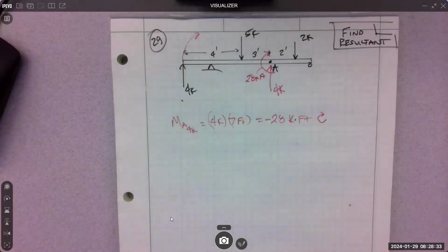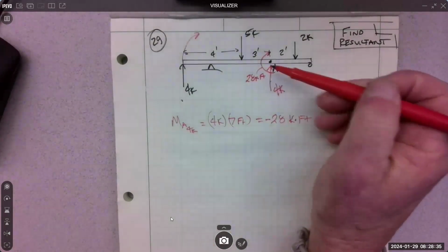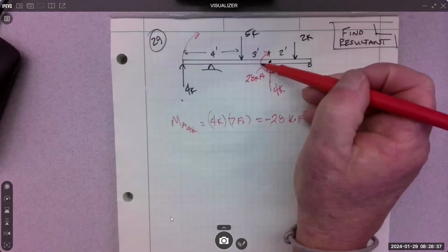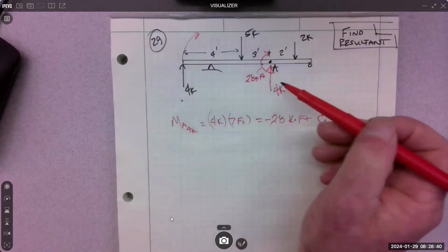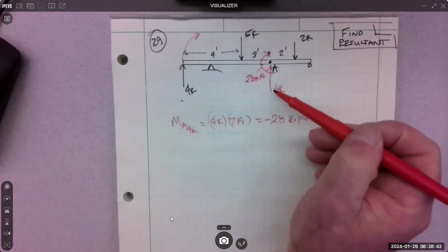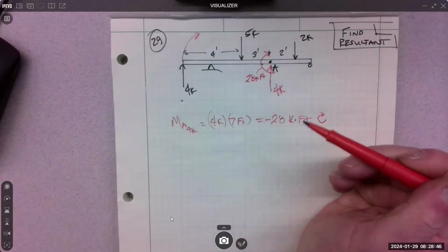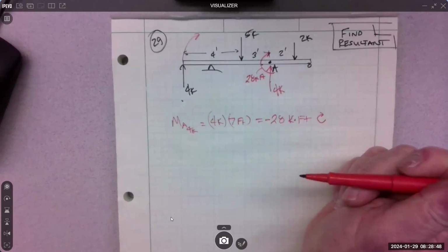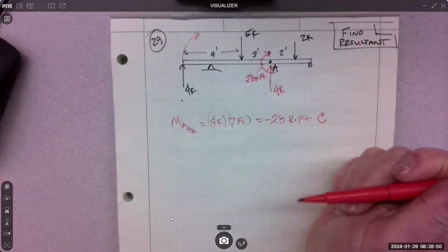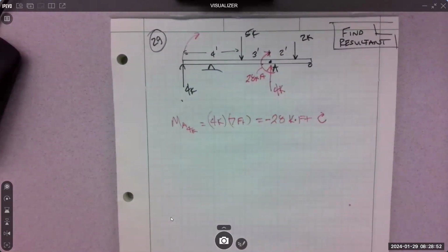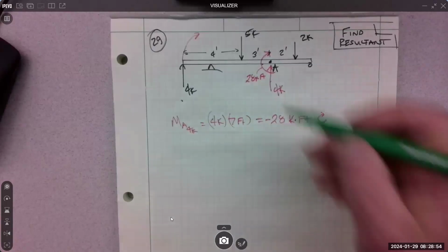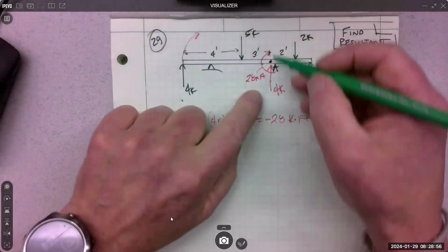So this is called a force moment. That's how we move the 4K over to A. We move the force and we bring the moment with it. It makes sense? Kinda? All right, got to do all of them. So now I'm going to bring the 5K over. You can draw it however you want.